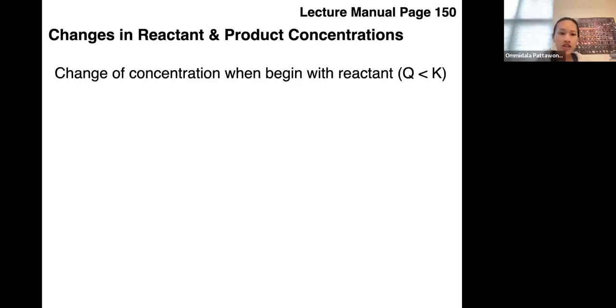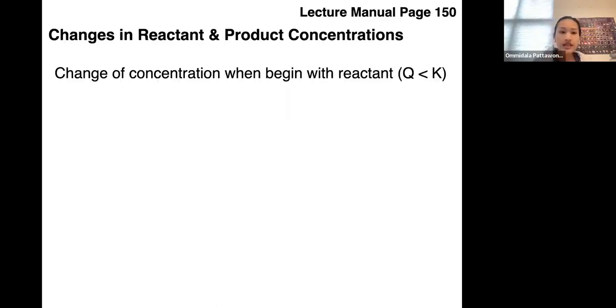Before we start, I'm going to give you the condition where we have Q less than K. Whenever the reaction quotient Q is less than the equilibrium constant K, it indicates that at this point it is not at equilibrium yet. So the reaction is going to shift. It indicates that at this point we have more of the reactant than the product, so it's going to shift toward the product to make more of the product.